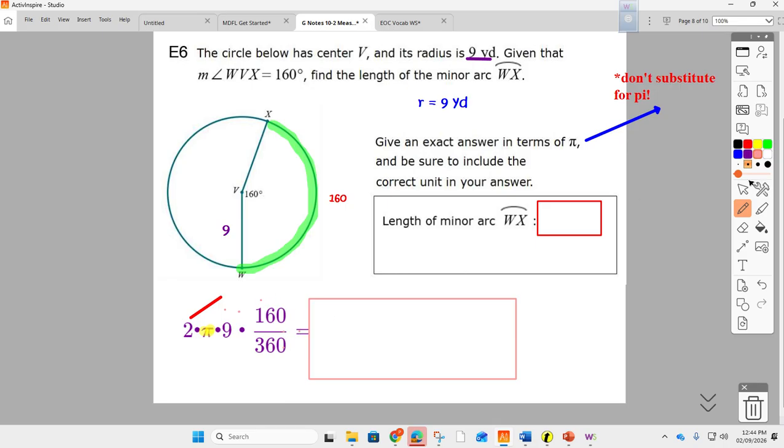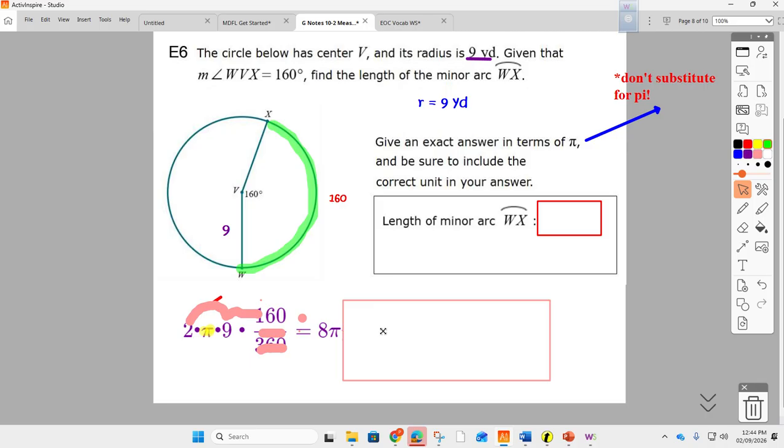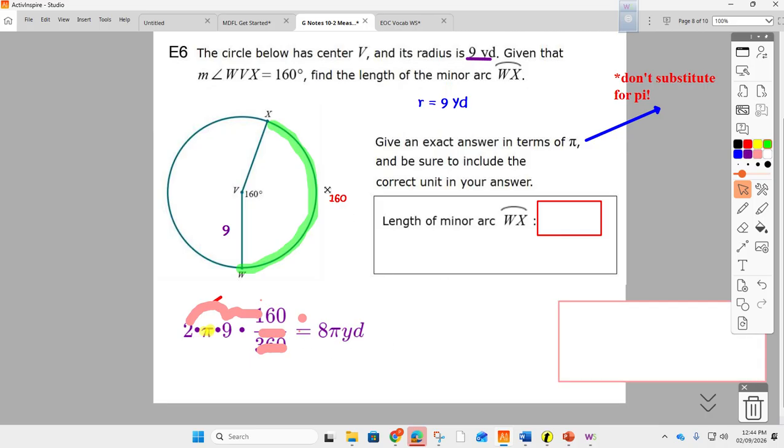So 2 times 9 times 160 divided by 360 and then the equals sign. We have to have the pi in there, but you should get 8 on your calculator, right? Well, this arc does not measure 8 yards. It measures 8 times pi yards. So everybody with your calculator now, I want you to put 8 times the pi button.